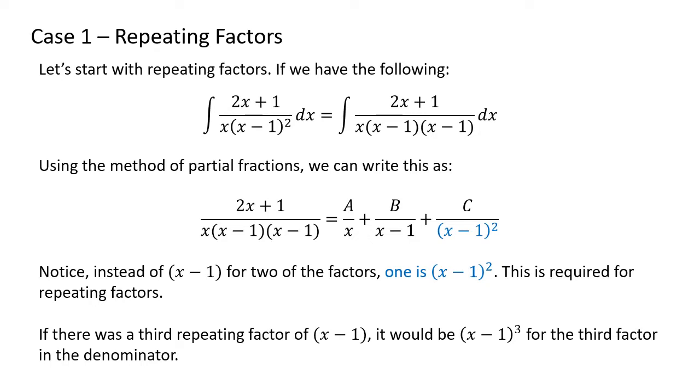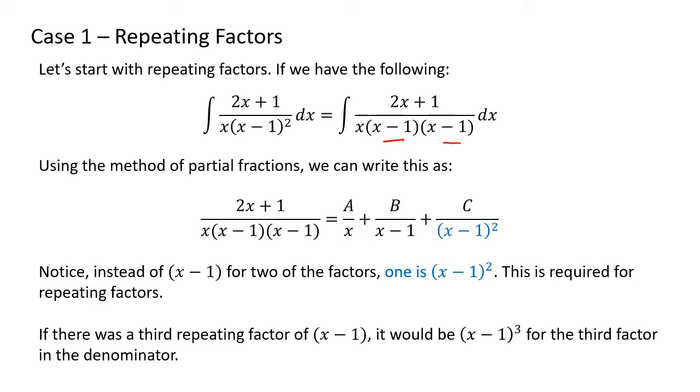Okay, I'm going to use the same example you saw. The integral of 2x plus 1 divided by x times x minus 1 squared. So x minus 1 squared is actually x minus 1 times x minus 1. Okay, so it's two of the same factor multiplied together.